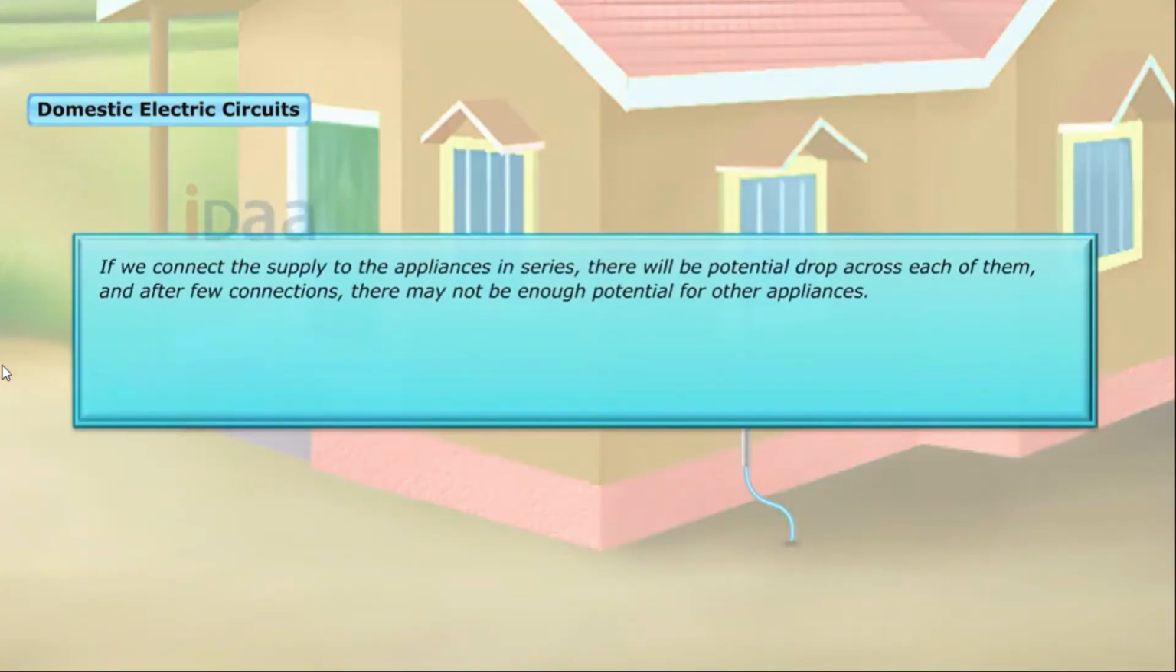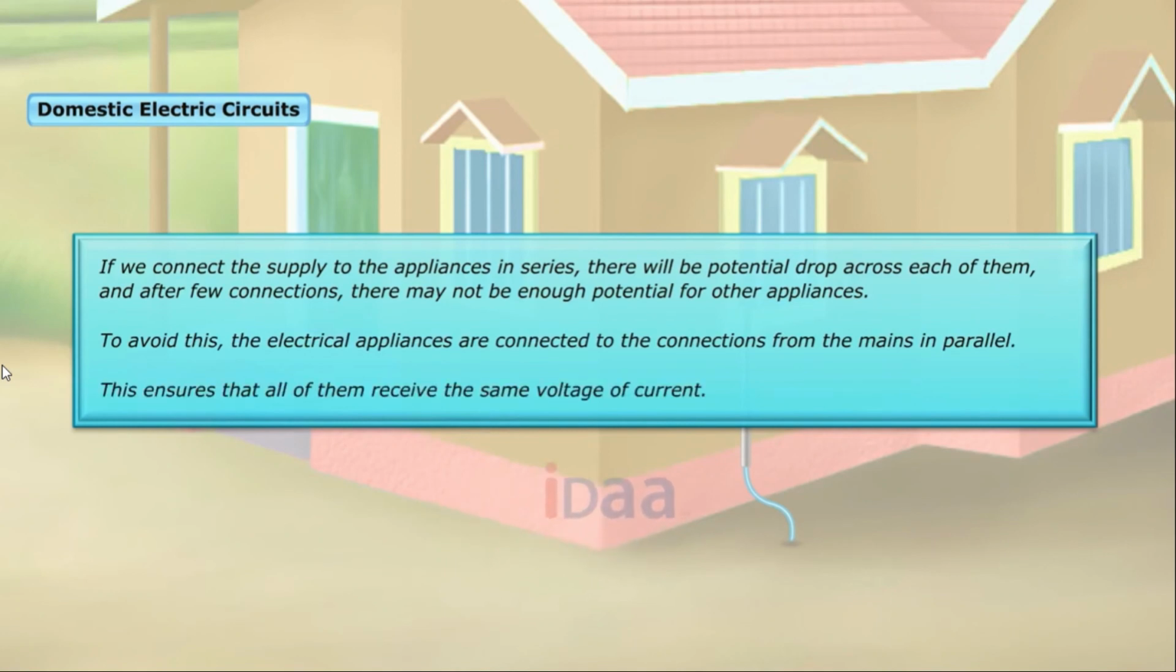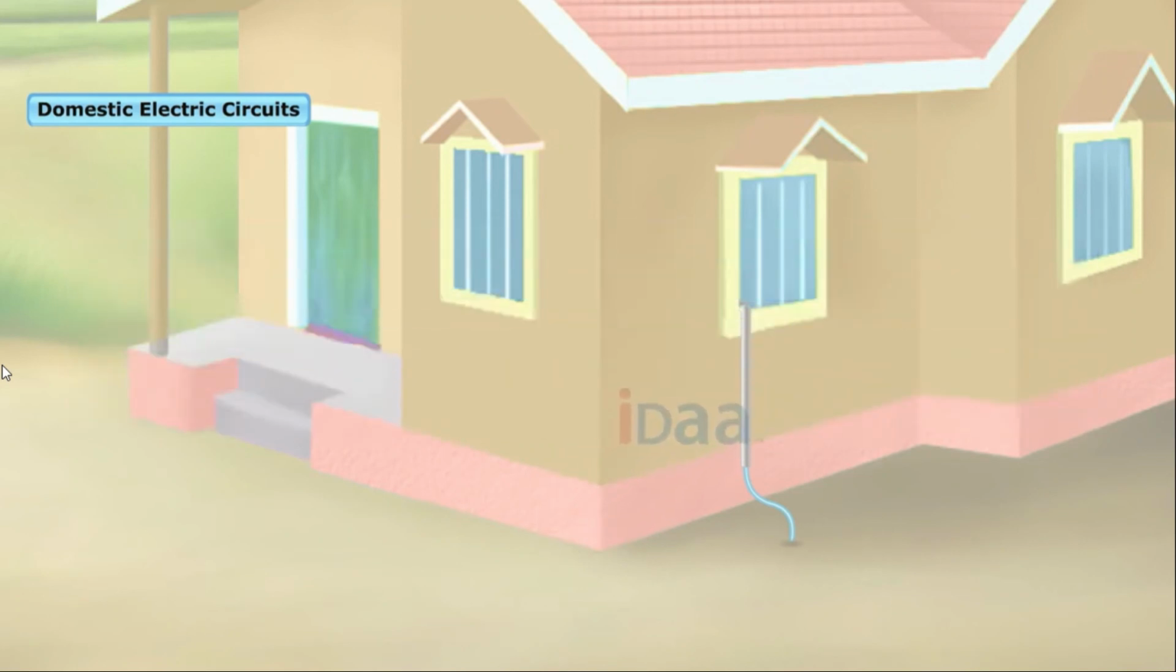If we connect the supply to the appliances in series, there will be a potential drop across each of them, and after a few connections, there may not be enough potential for other appliances. To avoid this, the electrical appliances are connected to the connections from the mains in parallel. This ensures that all of them receive the same voltage.